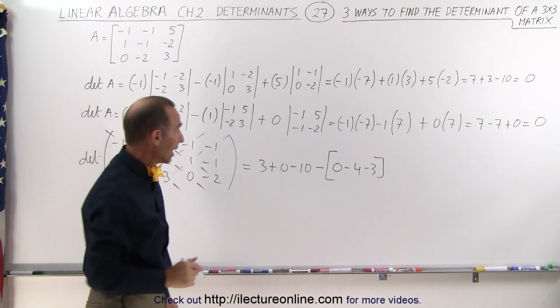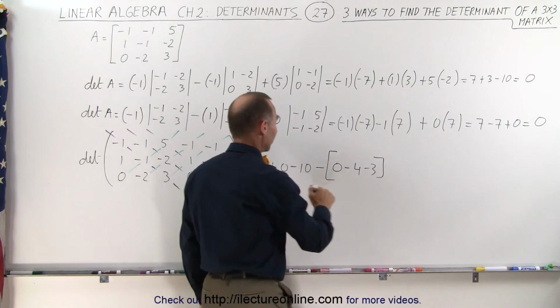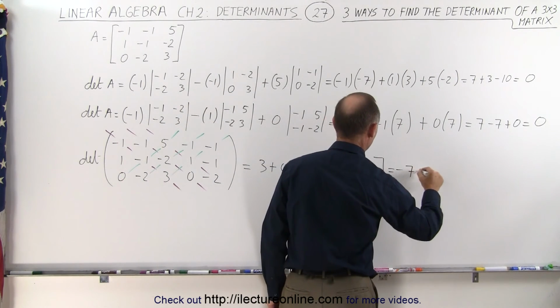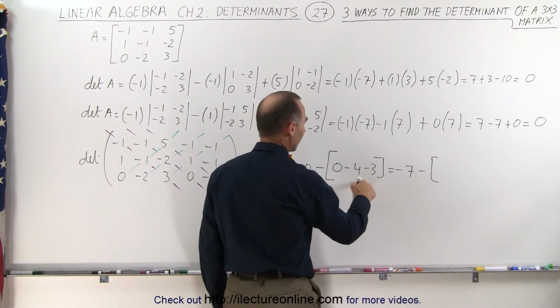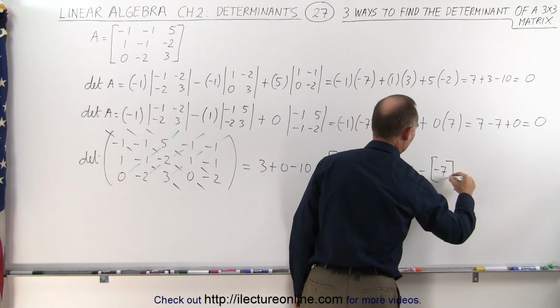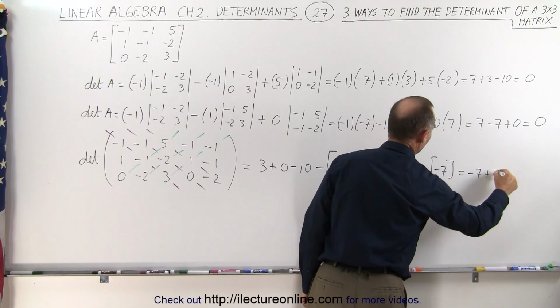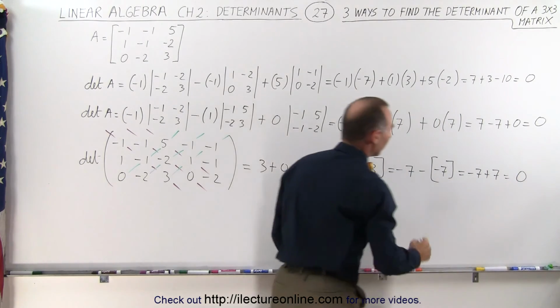Simplifying that, let's see what we get. So we have a 3 minus 10, that's a minus 7, minus what's inside the brackets, which is a minus 7, which gives us a minus 7 plus 7, which gives us, again, a 0.